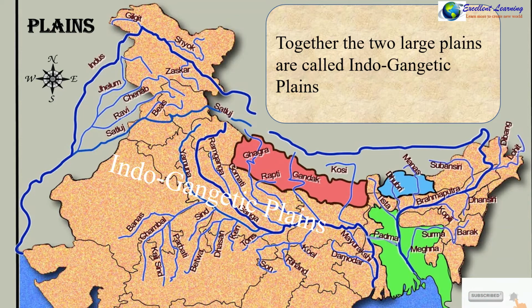Children, together the two large plains, the Punjab Plains and the Gangetic Plains, form the Indo-Gangetic Plains. Look in the map for the Indo-Gangetic Plains.